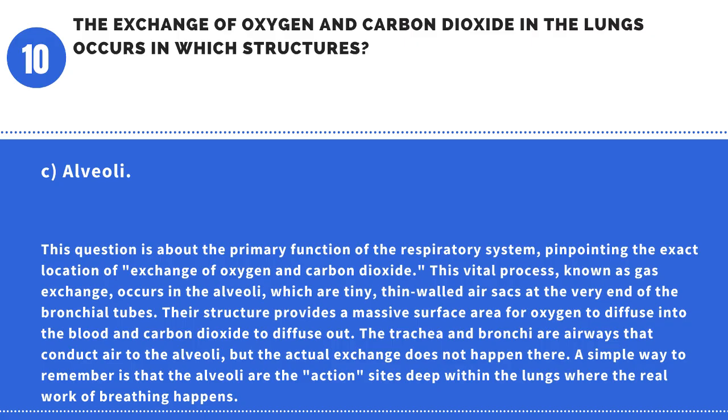This vital process, known as gas exchange, occurs in the alveoli, which are tiny, thin-walled air sacs at the very end of the bronchial tubes. Their structure provides a massive surface area for oxygen to diffuse into the blood and carbon dioxide to diffuse out. The trachea and bronchi are airways that conduct air to the alveoli, but the actual exchange does not happen there. A simple way to remember is that the alveoli are the action sites deep within the lungs where the real work of breathing happens.